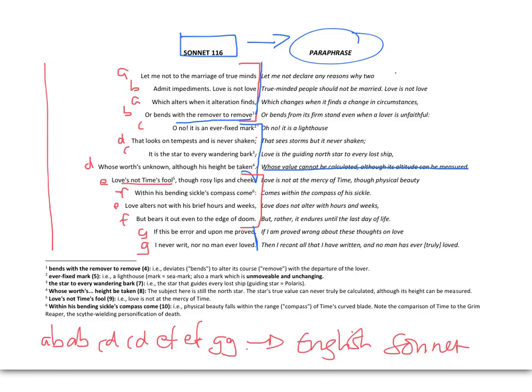It's not time's fool. And although he concedes, he admits, "though rosy lips and cheeks within his bending sickle's compass come." An incredible couple of lines there. Love's not time's fool. Though rosy lips and cheeks within his bending sickle's compass come. Listen to the rhythm of that. It's really quite an incredible use of alliteration as well. Obviously, there's assonance in there. Compass, come. There's alliteration within the C. There's assonance on the O's there. And it's really the idea.